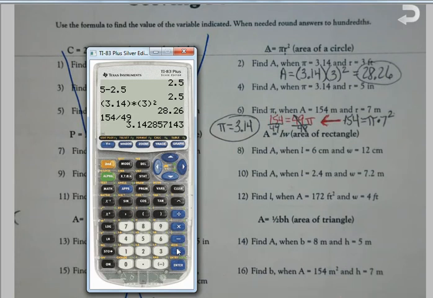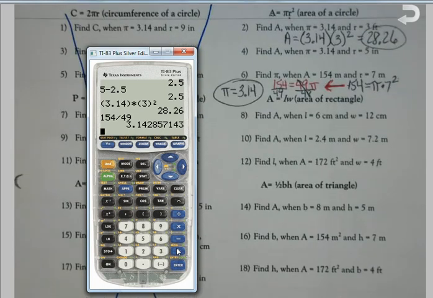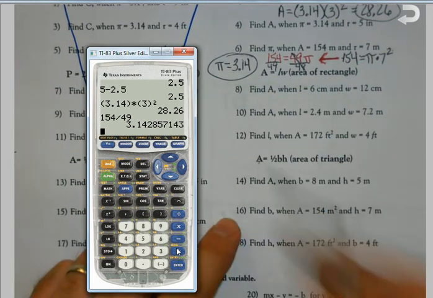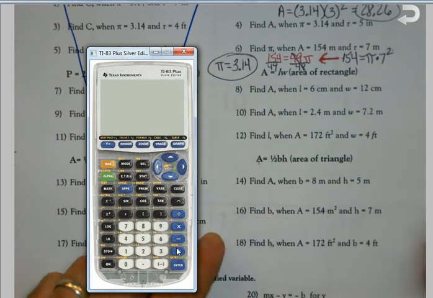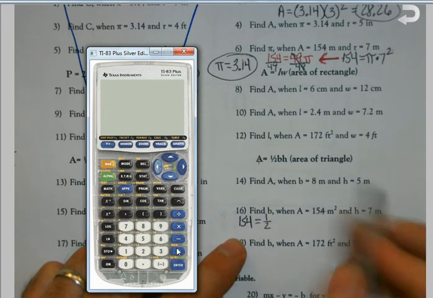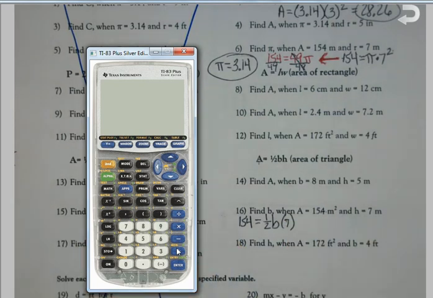It's true. All right, let me find another one that's a little bit tricky so we can make sure we got this down here. Let's do 16. Move down a little here. Okay, find B when A, and again, I'm just plugging these numbers into the formula. One half. I don't know what B is, but I know what H is.